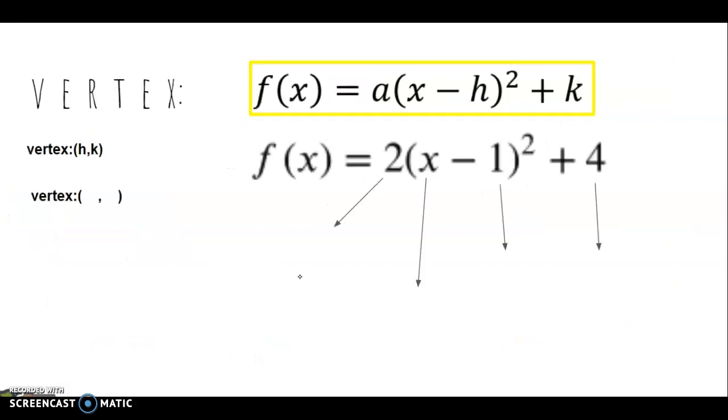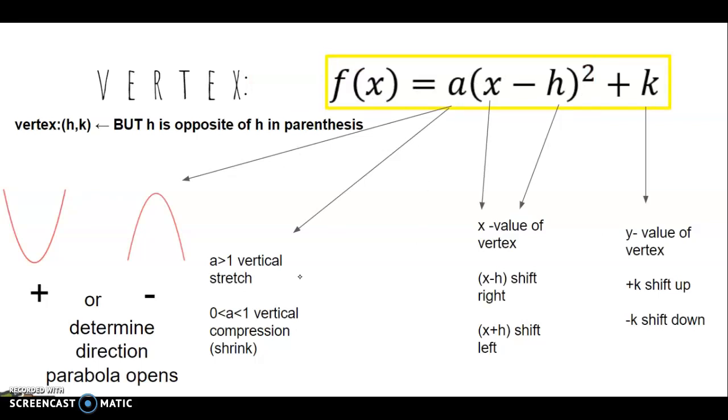I can find the vertex just by looking at my equation. Okay, so I'm going to talk about the different parts in that equation. When we are building our vertex, we take the opposite of the H that's in parentheses. So if it was -3, my H value would really just be a 3, okay? And then whatever my K is, okay? That's a good place to start.